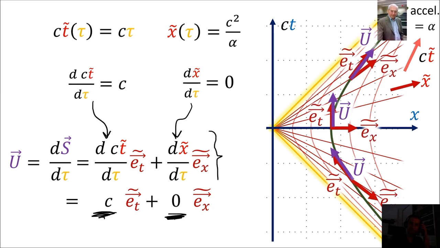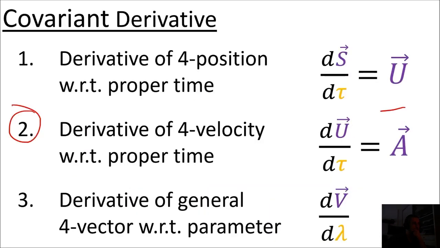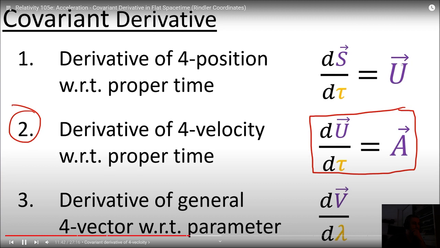However, this general formula for the forward velocity will work for any world line that we can come up with that is parameterized in Rindler coordinates, not just this hyperbolic world line here. For this second part of the video, let's take the covariant derivative of the forward velocity u to get the forward acceleration a in Rindler coordinates.